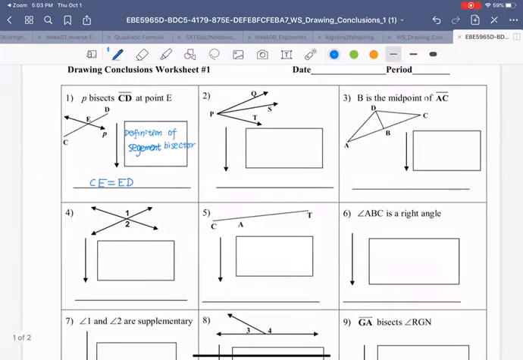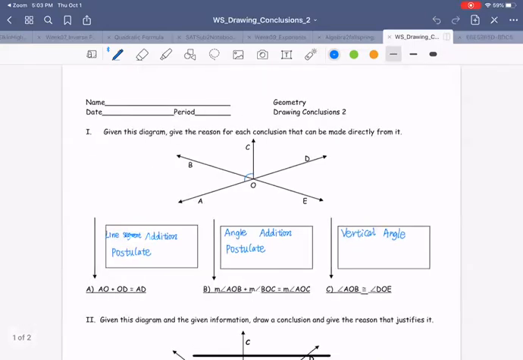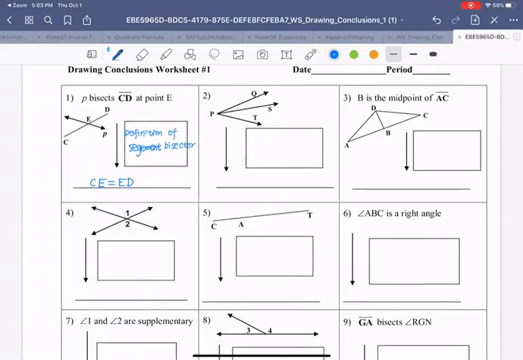Okay. Now I'll do number 2. This is similar to what we did just now. You see? Yep. Exactly. Yes. Go ahead. All right then.